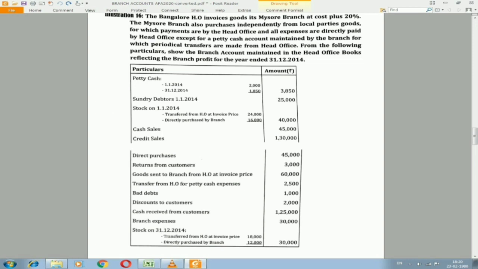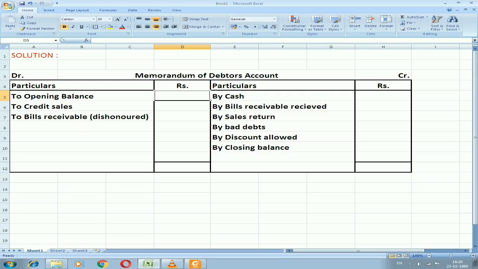First, you're supposed to find out whether we need to prepare a memorandum of debtors account or not. In the illustration, we have the opening balance of debtors, but you can see we don't have any closing balance of debtors. So that particular information we are supposed to find out by preparing the memorandum of debtors account. Here you can see the columns which I have already prepared. Only thing I need to do is fill in the information.